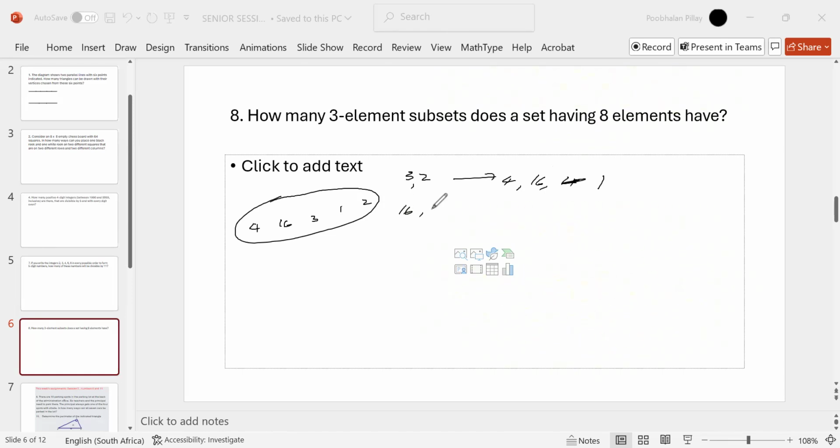So every pair of elements gives me a 3-element subset. For instance, if I took 16, 1, then that corresponds to that. So every time I have a two-element subset, I have a three-element subset as well. So the number of three-element subsets is equal to the number of two-element subsets.